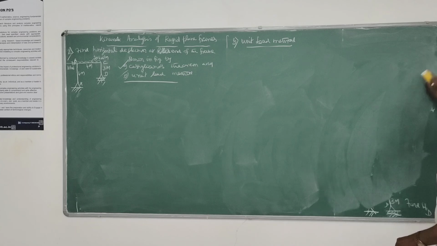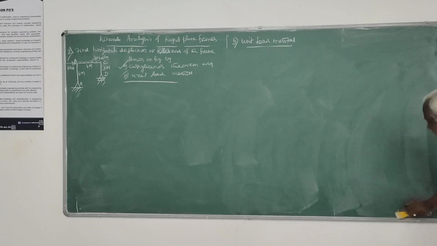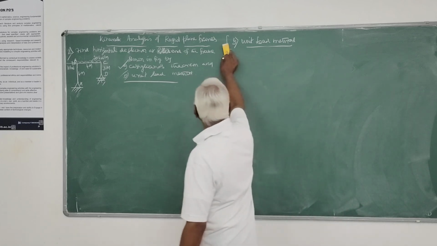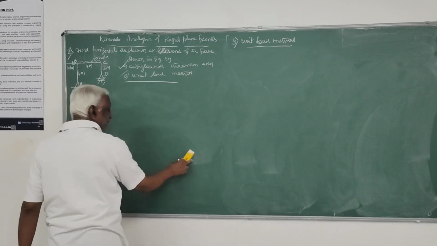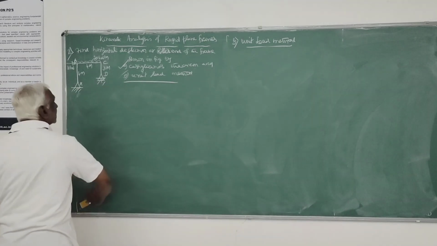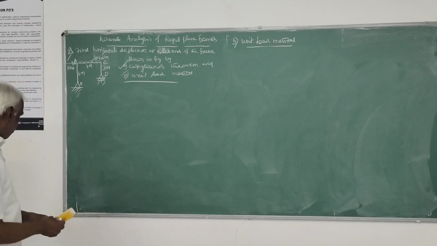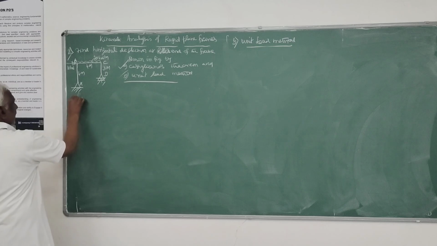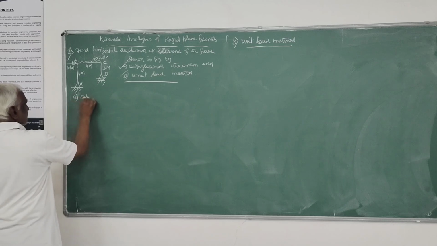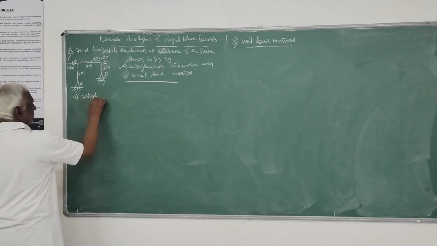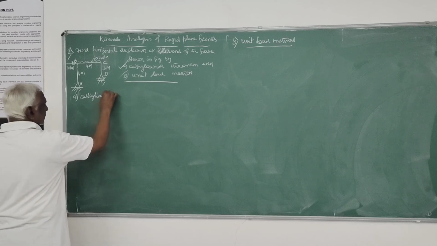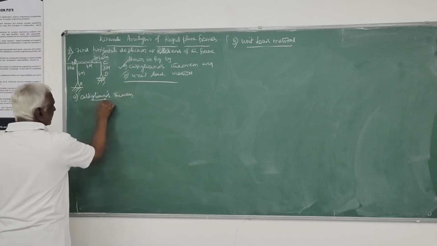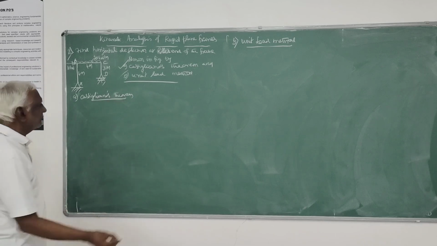I take it out. This is the last example in this application of strain energy method, that is Castigliano's and unit load methods. So first we will take up Castigliano's theorem. Using Castigliano's theorem, as usual, write up the equation.